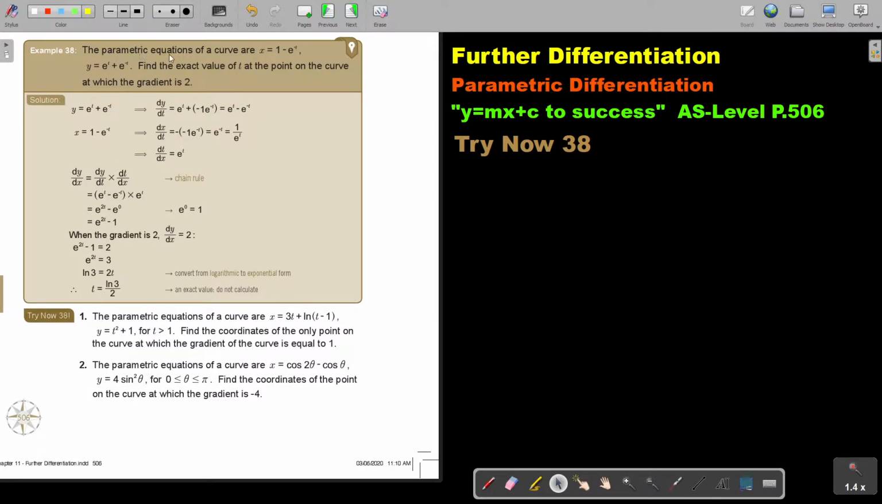The parametric equations of a curve are x is equal to 1 minus e to the power negative t, y equals e to the power t plus e to the power negative t. Find the exact value of t at the point on the curve at which the gradient is 2.